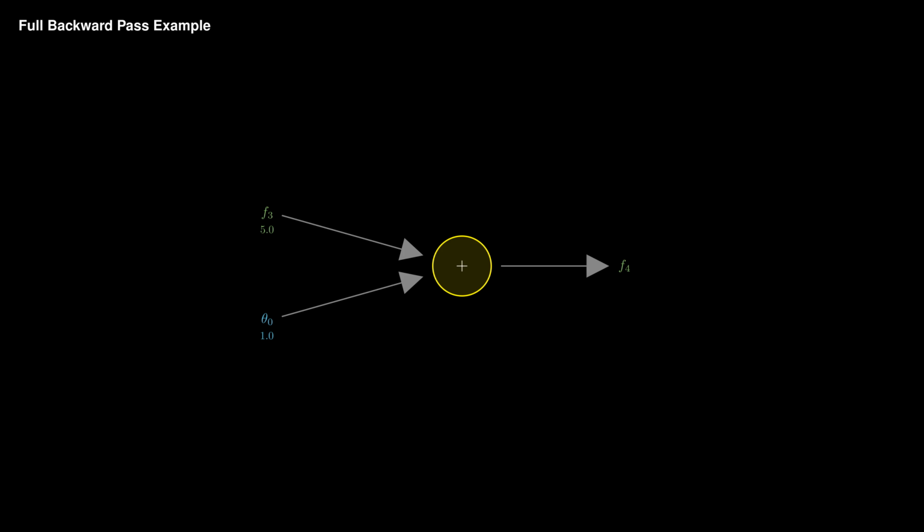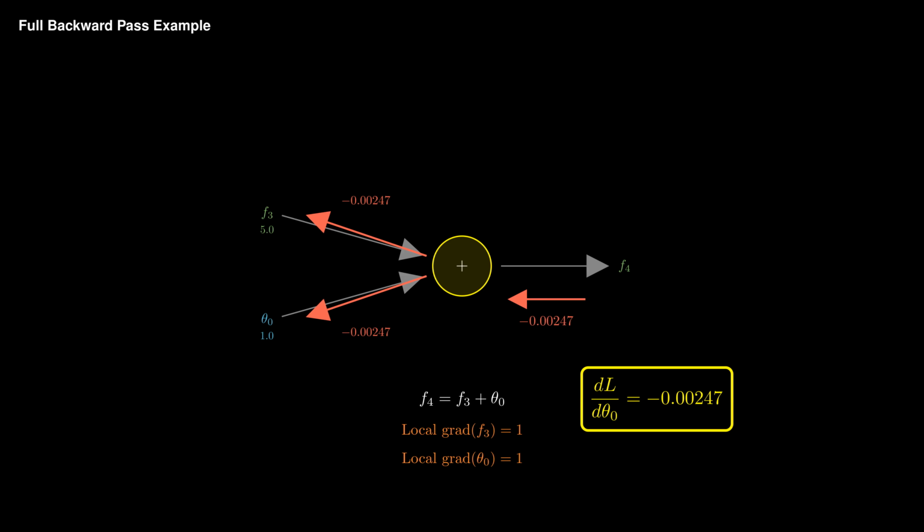The addition node computes f4 equals f3 plus theta 0. This node has 2 inputs. For an addition node, the local gradient with respect to each input is 1. So dl by df3 equals -0.0247 times 1, which is -0.0247. And dl by d theta 0 also equals -0.0247. We have our first parameter gradient.